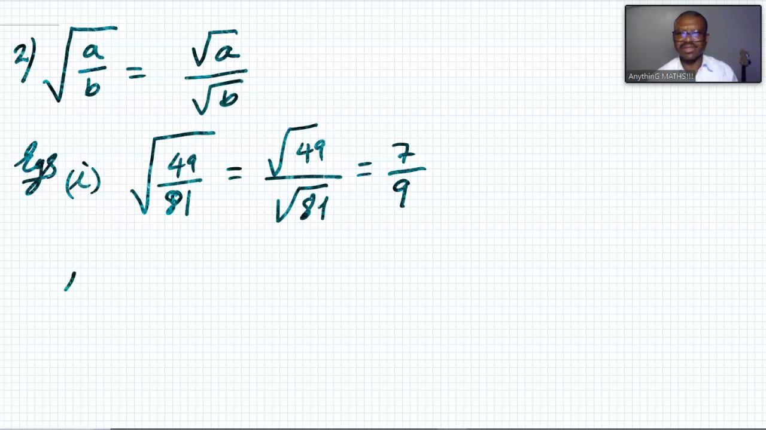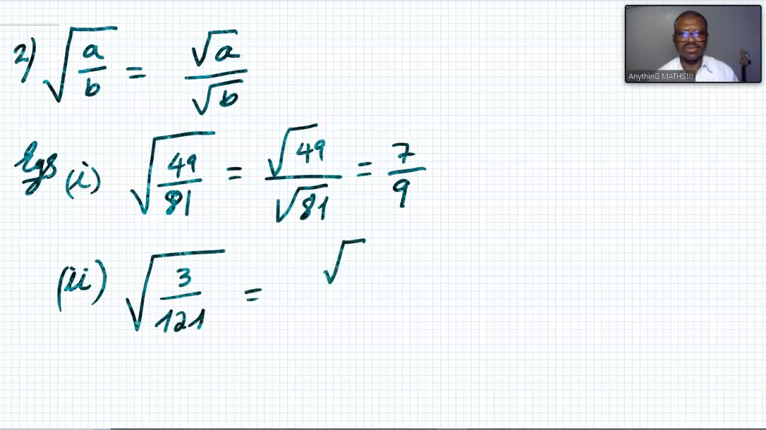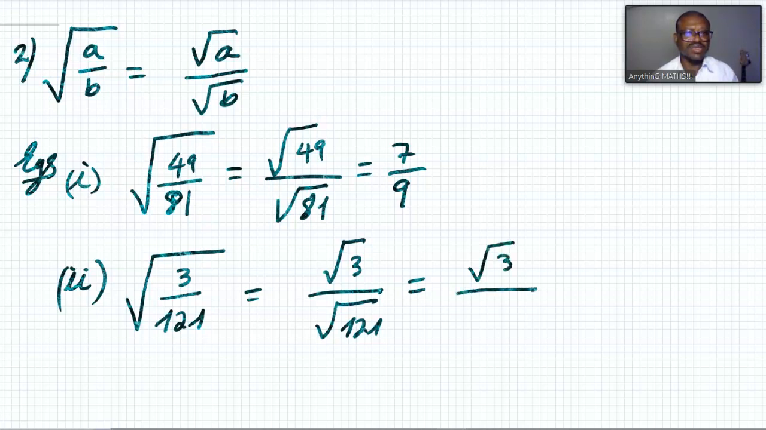So the next question is the square root of 3 over 121, which is the same as the square root of 3 all over the square root of 121. Now the square root of 3 is a surd, so there's nothing we can do. Leave it that way. The square root of 121 is a square number, which is 11. Correct.